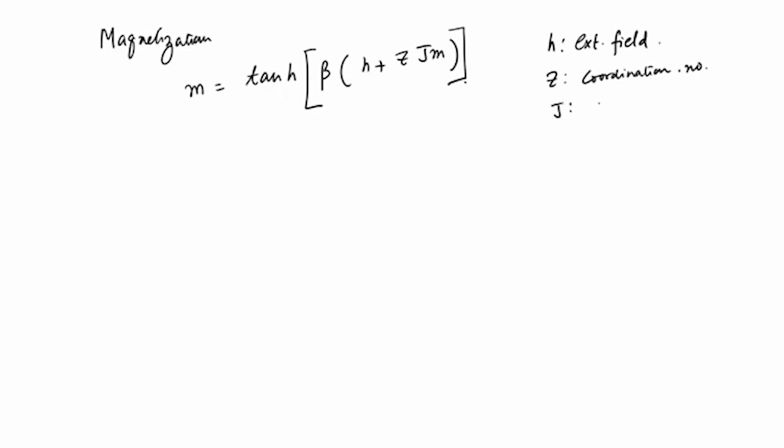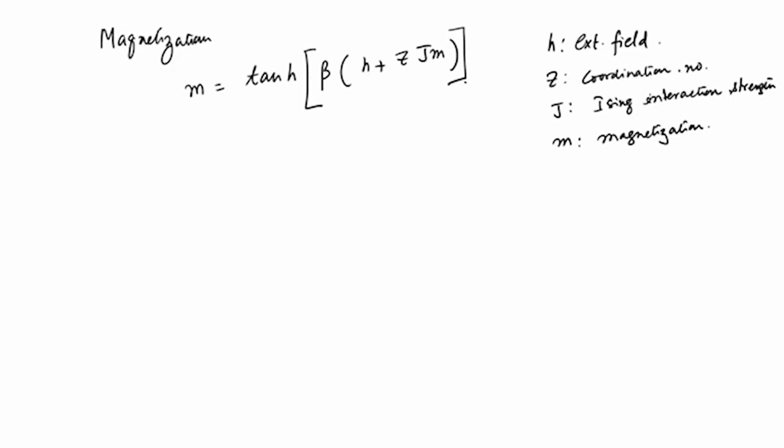J is of course the Ising interaction strength, or it can also be called the Ising parameter, or basically the nearest neighbor spin exchange term, and this m is of course the magnetization. So, you see that this is really a transcendental equation, because what you want to solve is there on the left as well as on the right, and we have done this solution.